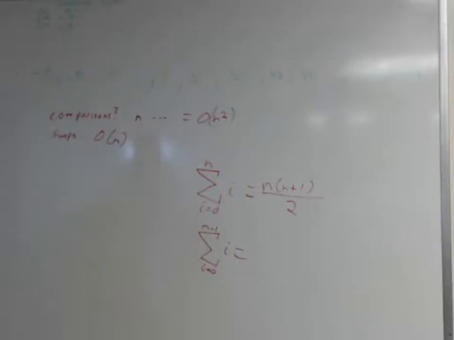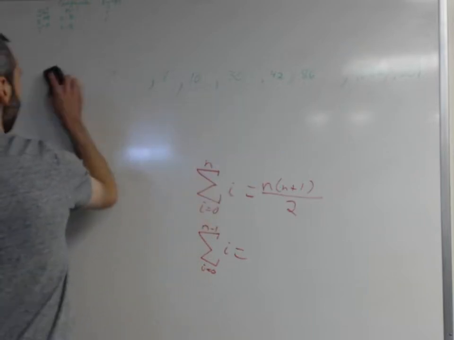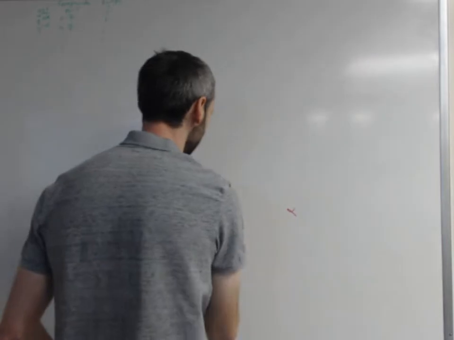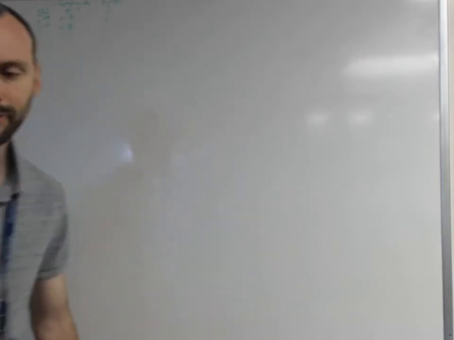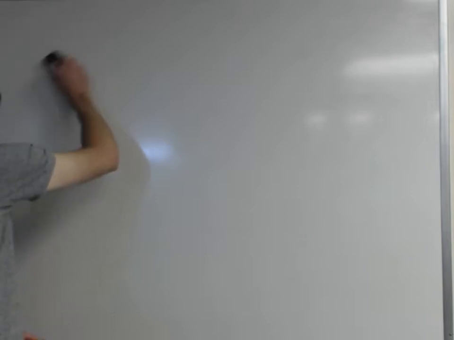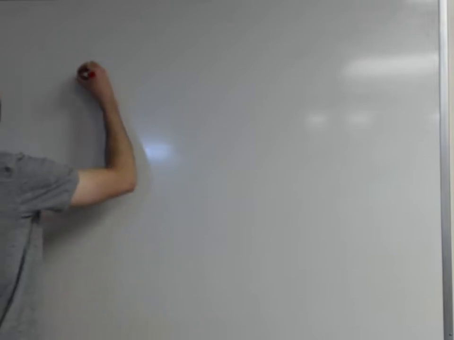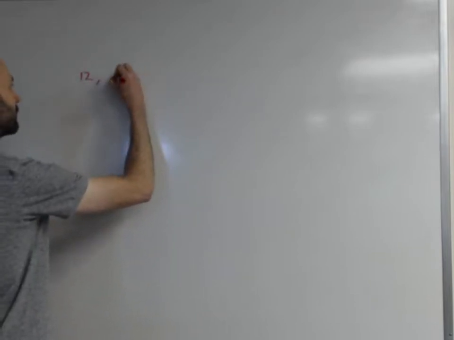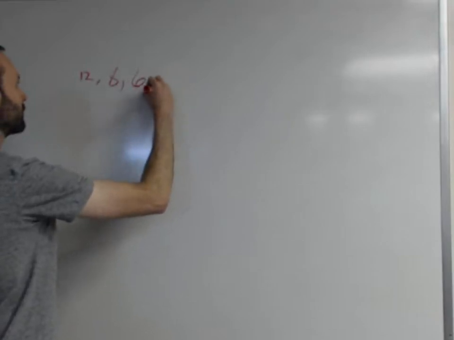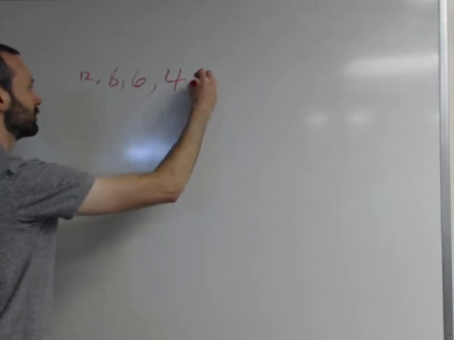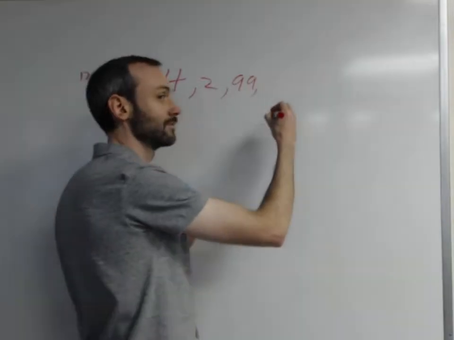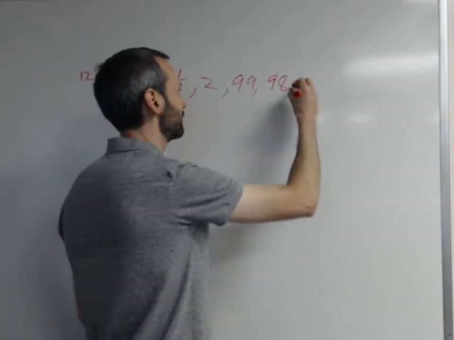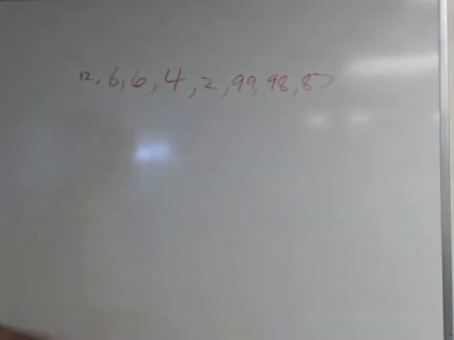All right, let's do a full example on the board. This time I'm going to use my red marker. Okay. All right, let's get some more numbers. 12. 8. 6. 4. 2. 99. 98. 87. Oh, you're just being mean. All right, stop it. Oh, yes, nice and clear.